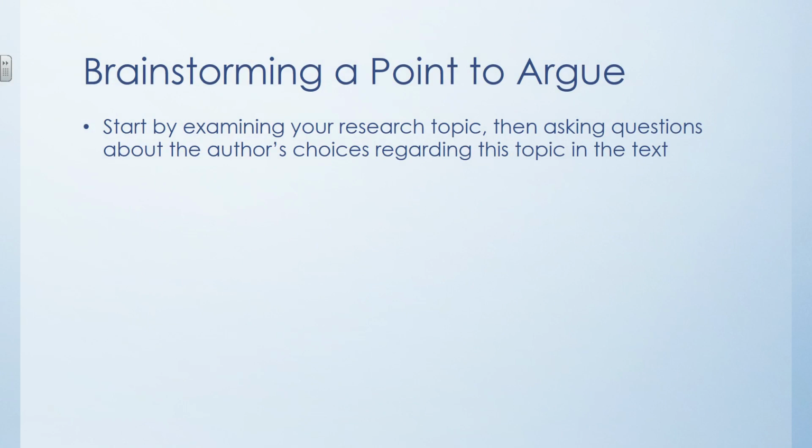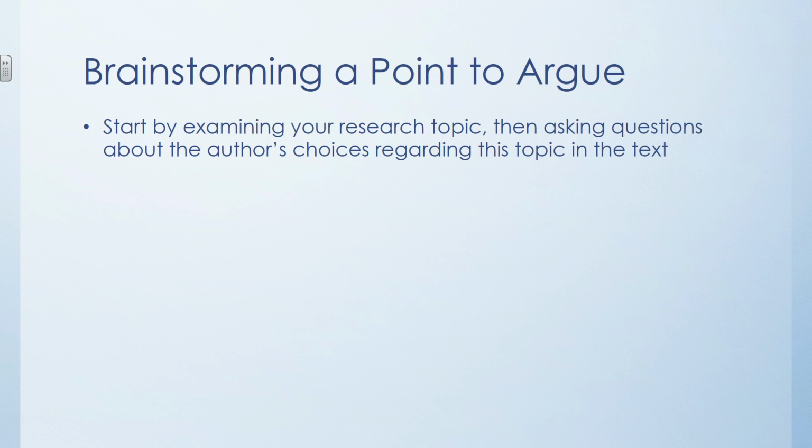So the first thing we're going to do is look at the novel as we've read so far, and we're going to brainstorm a point to argue, and the key word there is to argue. Because if we don't have something to argue, if it's not debatable, then this just becomes a report. And reports were wonderful and lovely when we were in like the 4th and 5th grade, but they don't work for us any longer. So we want to start by examining the research topic and ask questions about the author's choices regarding that topic, and that's really key.